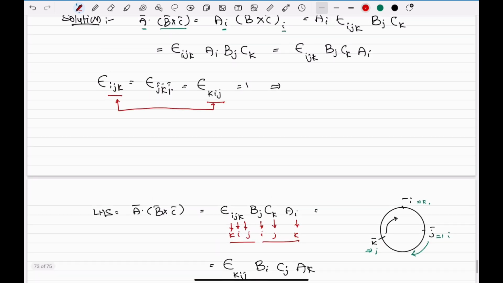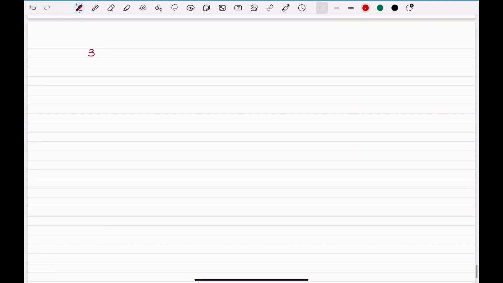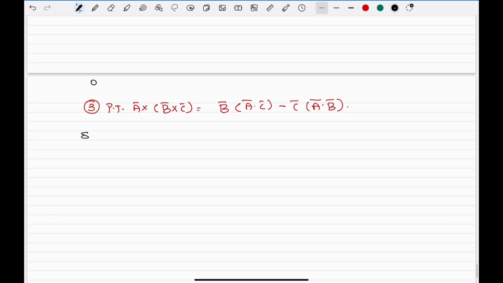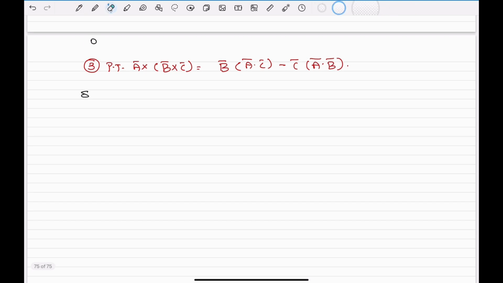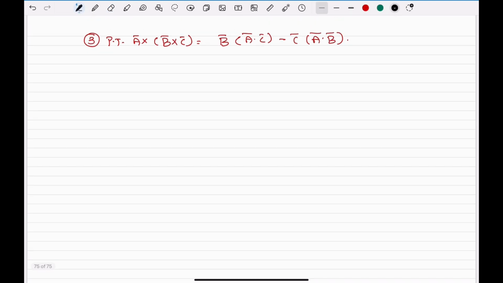Now what is that? Third one. Prove that A cross B cross C is equal to B into A dot C minus C into A dot B. Now we will go for the solution.